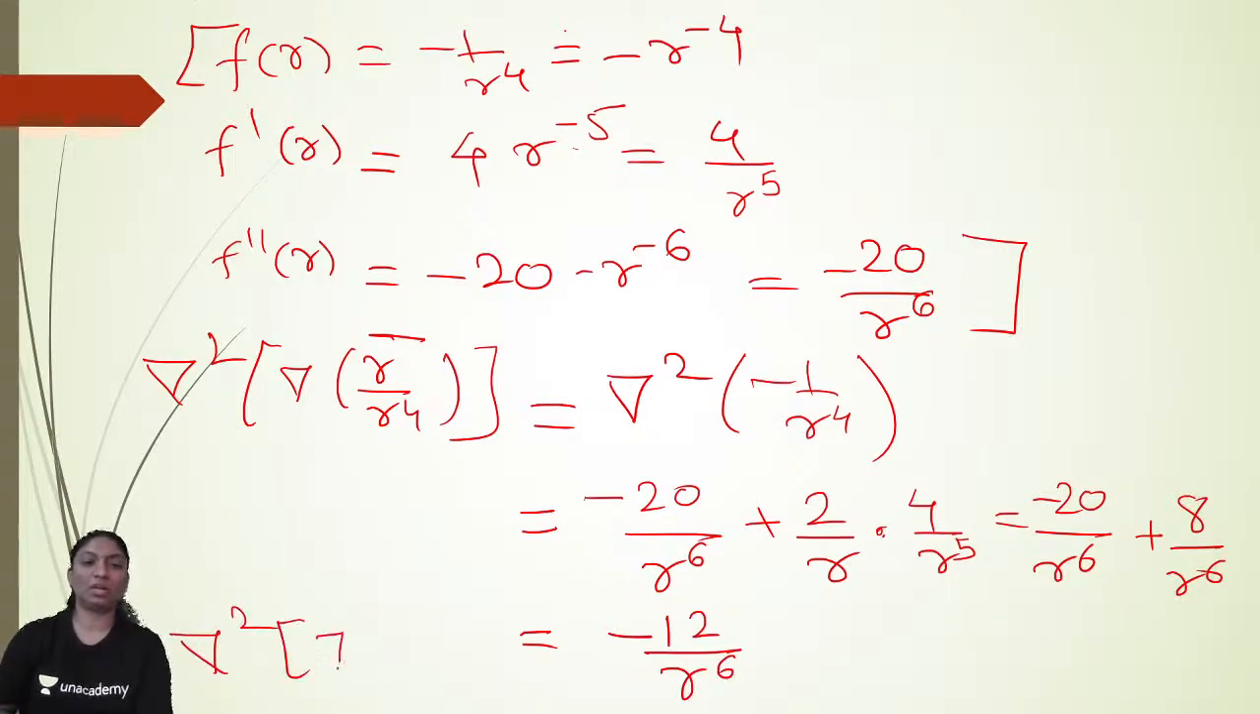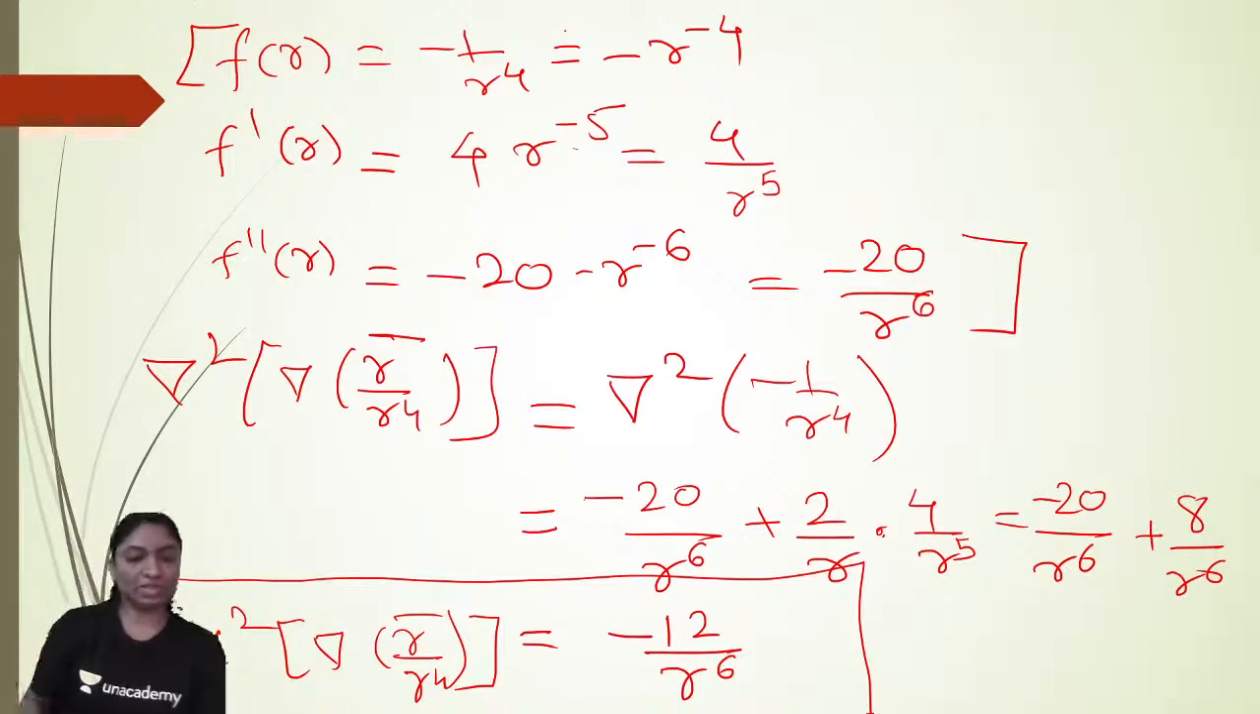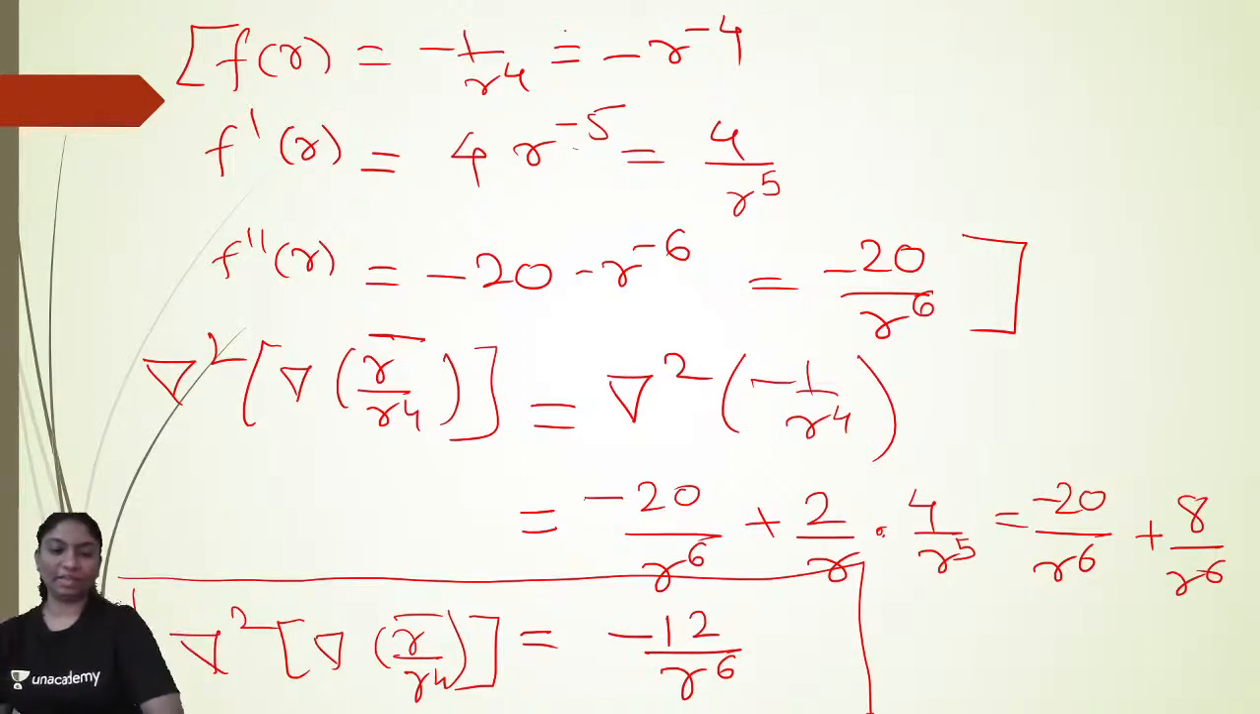I hope you are clear how to prove the identities. These identities are very important for the engineering mathematics 3, in that chapter vector differentiation. Okay, so in that we will see the vector identities, how to prove the vector identities here. So del square of del of r bar upon r raised to 4 is equal to -12 upon r raised to 6. Okay.